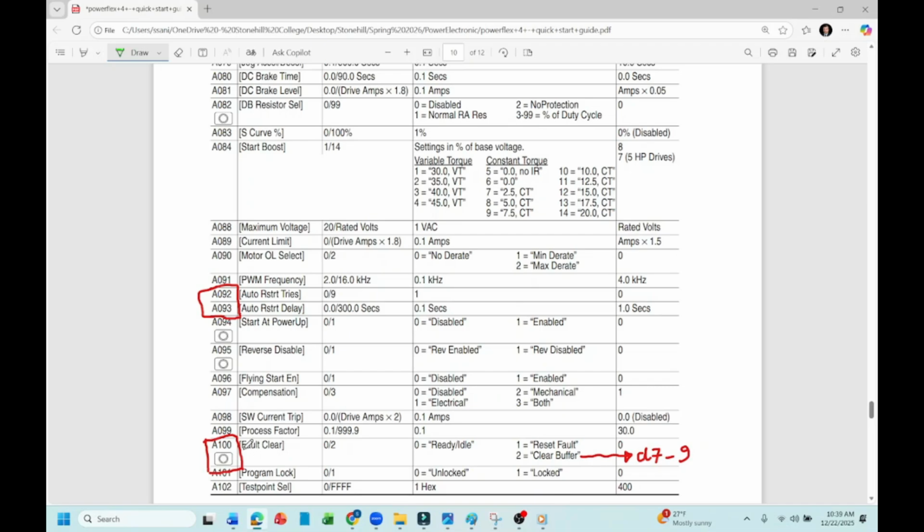Okay, so it is also good to know about A100, which is fault clear. If you put that at 0, it just stays ready and does nothing. But if you want to reset the fault, you put 1 in A100. And if you want to clear your buffer, in other words, clear the history of the errors in D7 to 9, you just put 2 in A100.